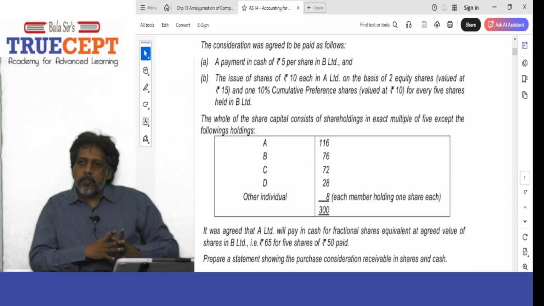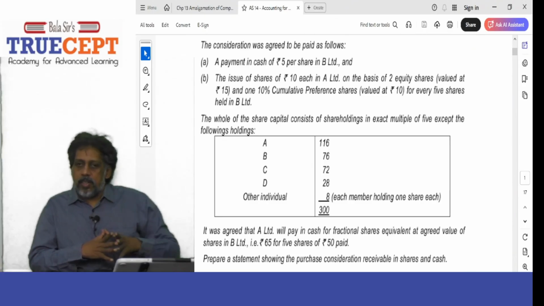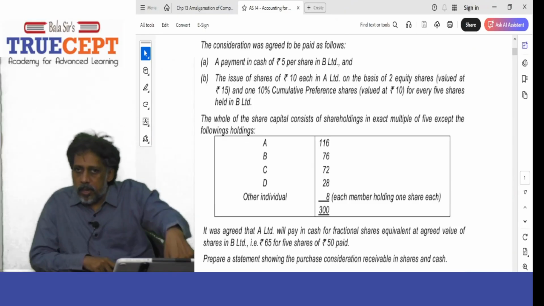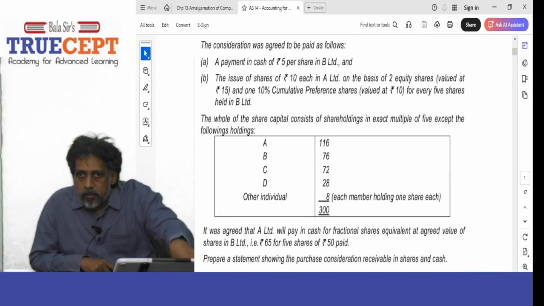The whole of the share capital consists of shareholdings in exact multiples of 5. What is the meaning? Say a person holds 100 shares. Is it in multiples of 5? Yes. 5, 10, 15, 20, 80, 85, 90, 95 and 100, exact multiples of 5. Except the following holdings. These are some of the shareholders in that 80,000 equity shares, but their shareholding is not in multiples of 5. That's the problem. Now, what is given?